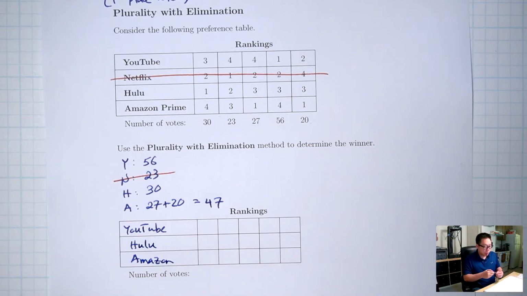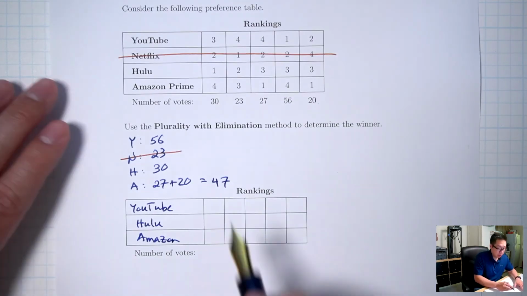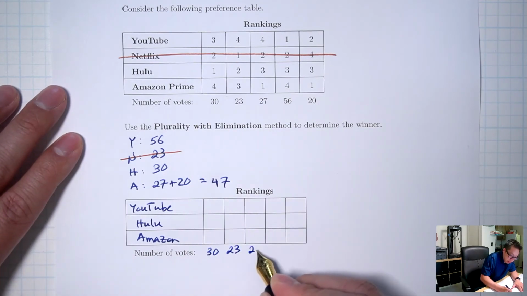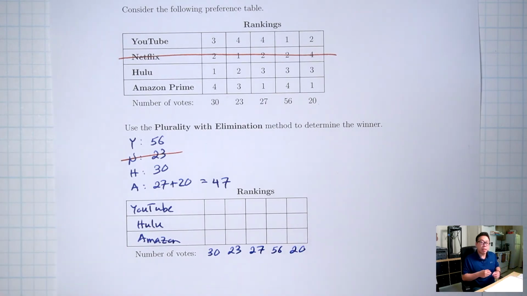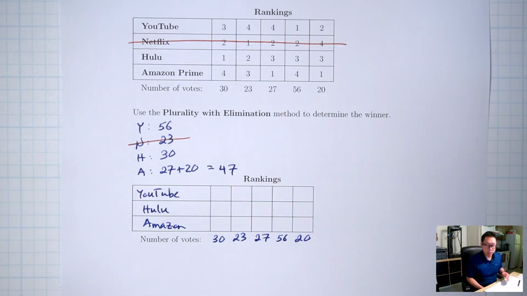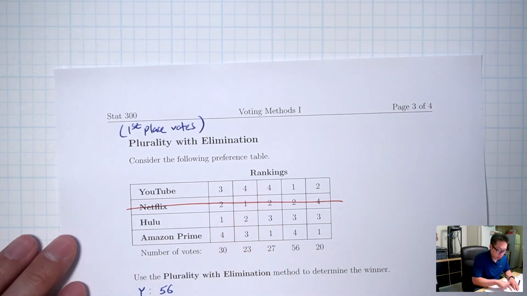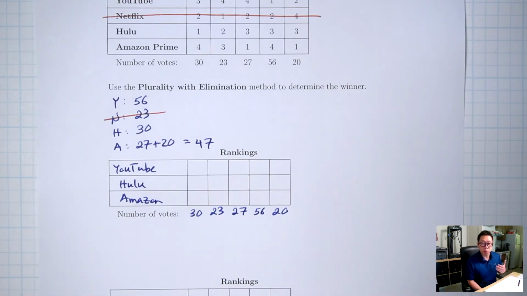What I want to do here is create a new ranking table. The numbers at the bottom are going to be the same, so let me just recopy those: 30, 23, 27, 56, and 20. The reason I need to re-rank is that now there are only three candidates left, so the rankings should only involve the numbers 1, 2, and 3. I don't want to see any 4s. Right now, if I just cross out Netflix, I do see some 4s: a 4, a 4, a 4, and a 4. So I want to re-rank using just 1s, 2s, and 3s.